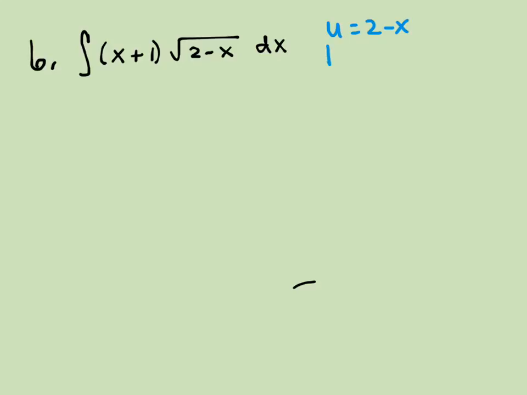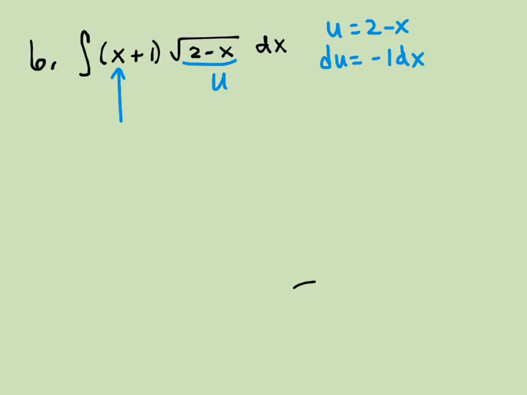The weird thing is, what's du? Yeah, it's negative 1 dx. Now here's the weird thing. This part's u, that's fine. But there's still an x in my problem, isn't there? That's not so fine. I can't just replace some of the x's. I've got to replace all of them.